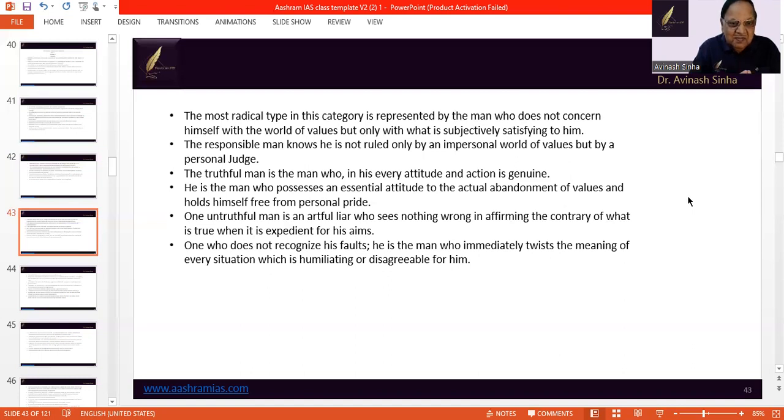One untruthful man is an artful liar who says nothing wrong in affirming the contrary of what is true, when it is agreeable or satisfying to him. One who does not recognize the truth is a man who immediately twists the meaning of a situation which he finds disagreeable for him.